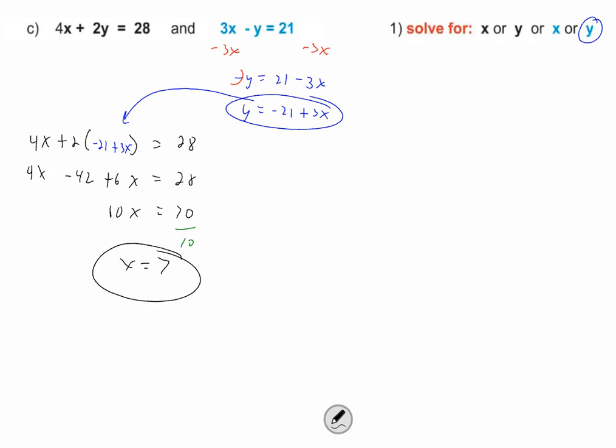How many got that? Ooh, that is not many. What in the world? All right, put your hands down. What got you then in that? Oh, look back. Your work should look exactly like mine. Positive 2 times negative 21, negative 42. Positive 2 times positive 3x, 6x. 4 of them and 6 of them, 10 of them. Add a positive 42 to both sides. 52, 62, 70. 70 divided by 10 is 7.